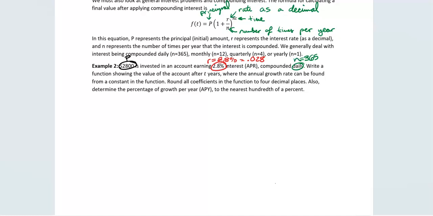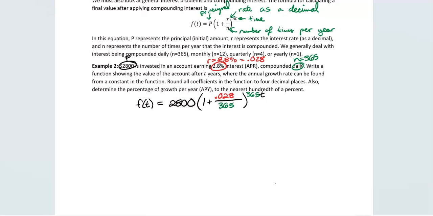So now we're going to take all those numbers and plug them into our equation. f of t is going to equal your principal, 2,800, times 1 plus your interest rate, 0.028. Don't forget to change that number to that decimal. I've seen people forget and then they get it wrong. Over 365, to the 365t.